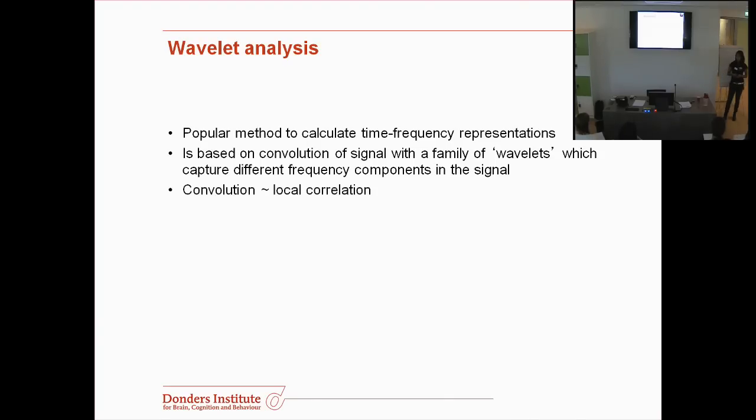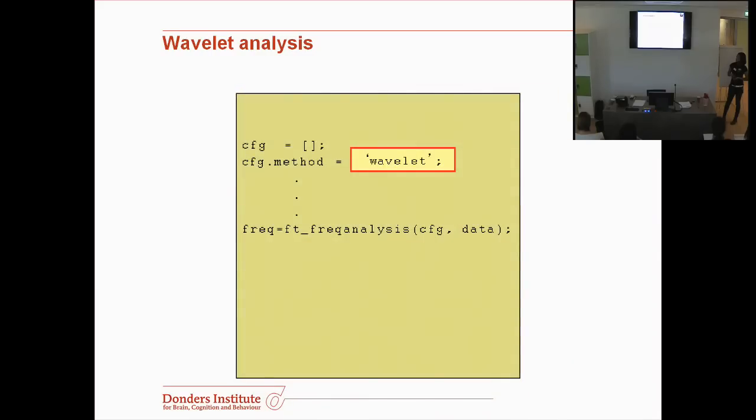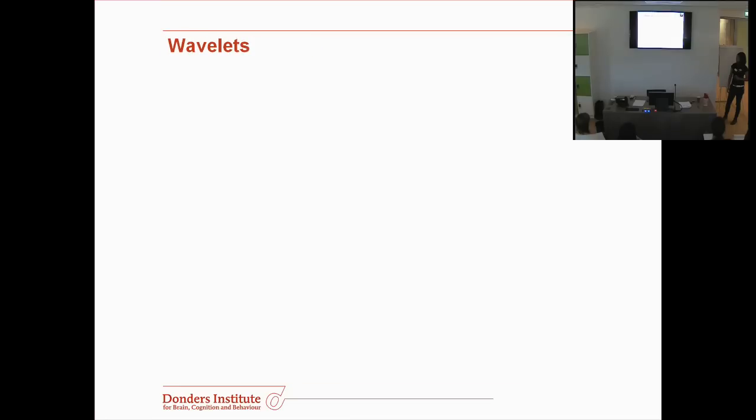Well, convolution is just a local correlation. So you have your signal in the time domain, and then you have your wavelet, and what you want to do is a local time point by time point correlation between your signal and your wavelet. And we can take a look at this in more detail. But just so you know, if you want to use the wavelet method, you now have to change your method and specify wavelet instead of mtmfft or mtmconvol.